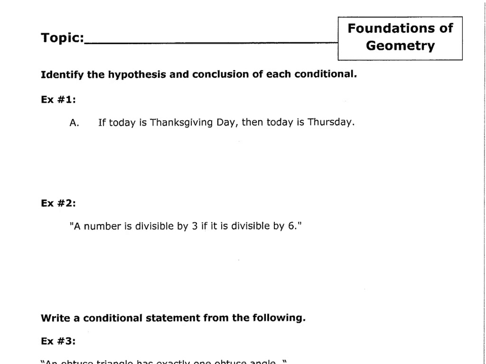Hey guys, today we're going to be talking about conditional statements. So our topic is conditional statements. Okay, I need you to write a few things down for me. It's not on your note sheet. I just need you to write down a few definitions of what conditional statements are.